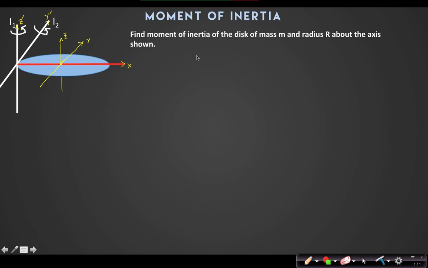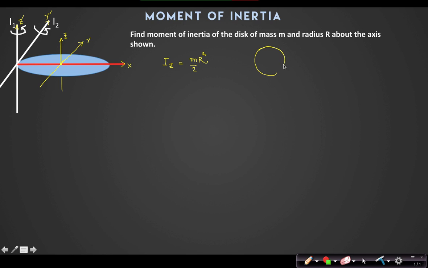Iz, what is Iz? For the center of the disk, is Iz equal to mr square by 2, yes or no? Yes, sir. Can you say that Ix and Iy are symmetrical, the same? Ix and Iy both are passing through the diameter? Yes or no? Yes, sir.